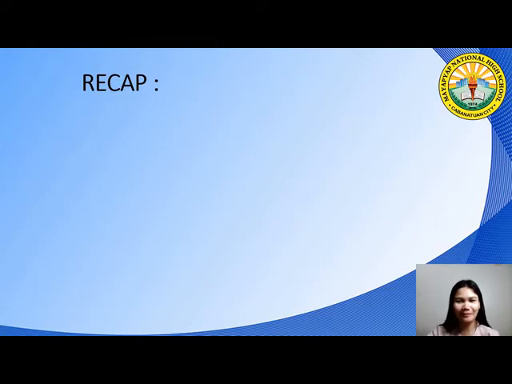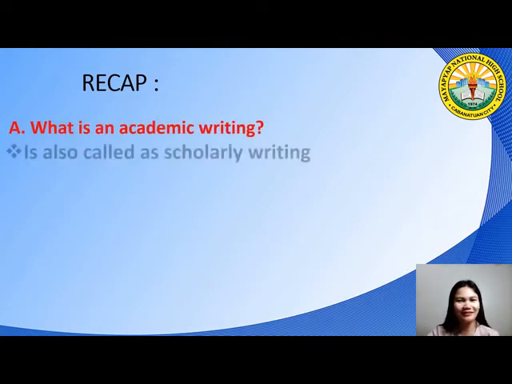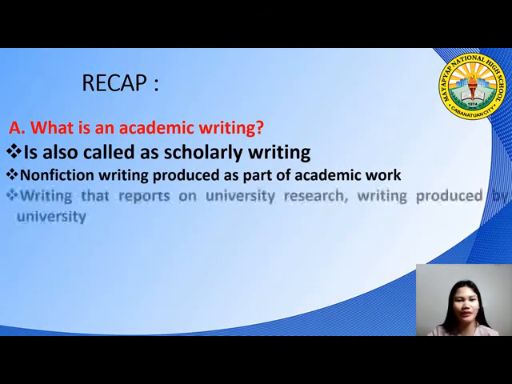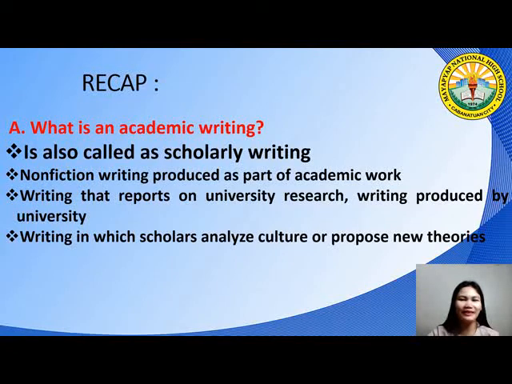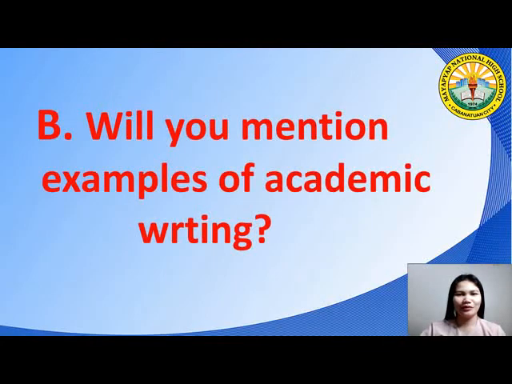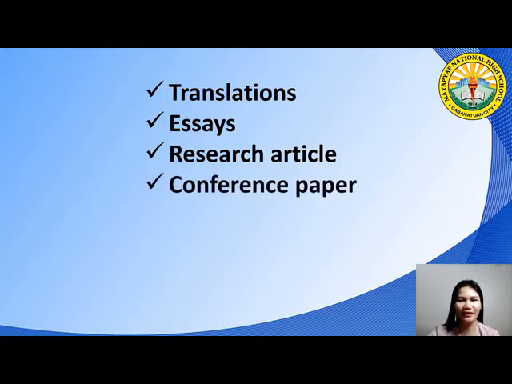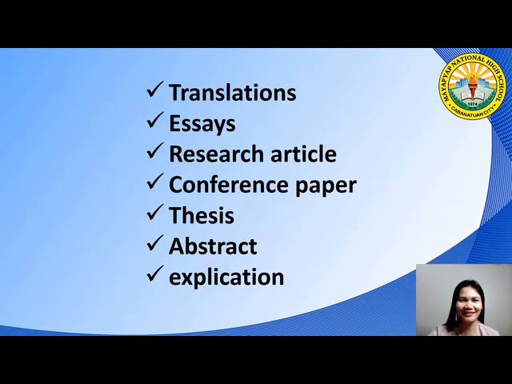Let's have some recap. What is academic writing? It's also called scholarly writing. Non-fiction writing produced as part of academic work. Writing that reports on university research. Writing produced by university. Writing in which scholars analyze culture or propose new theories. Can you mention examples of academic writing? Yes, that's right. We have translations, essays, research article, conference paper, thesis, abstract, and explication.